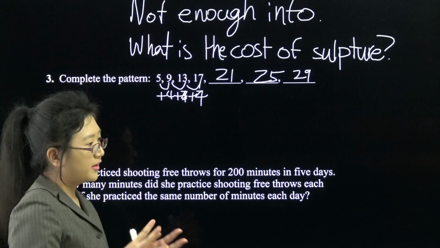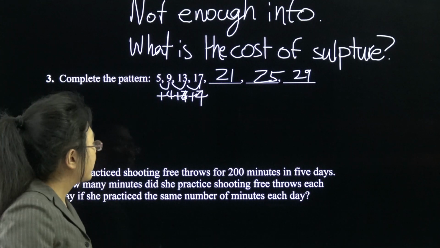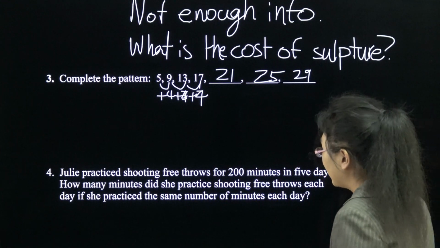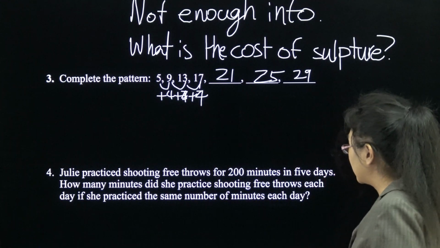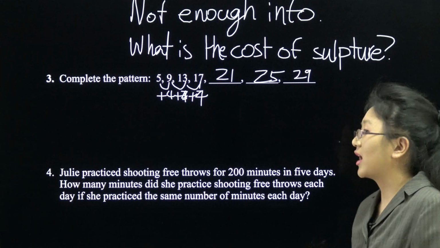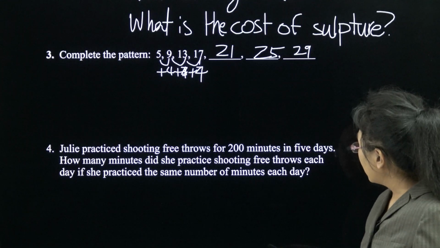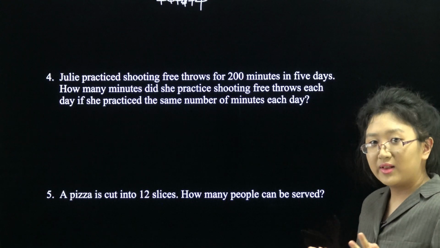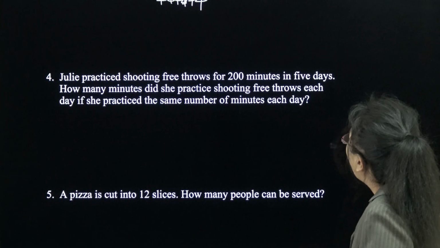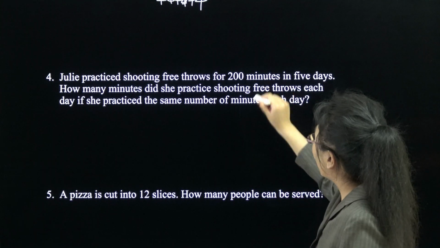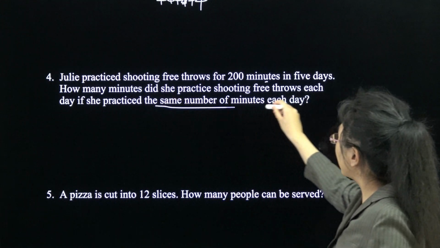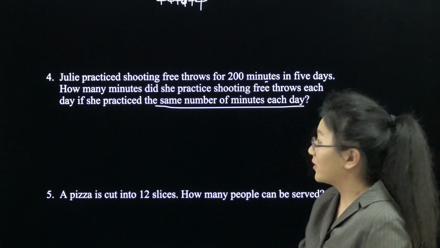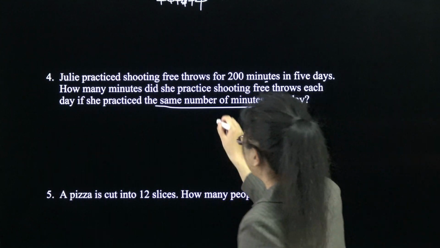Now, we're going to move on to the next question. Julie practiced shooting free throws for 200 minutes in 5 days. Okay. How many minutes did she practice shooting free throws each day if she practiced the same number of minutes each day? So we don't have any extra information. And we don't really have anything missing. Because we know how many days she practiced, how many total minutes she practiced, and that she practiced the same number of minutes each day. So it's just number of minutes divided by number of days. 200 divided by 5 is 40.